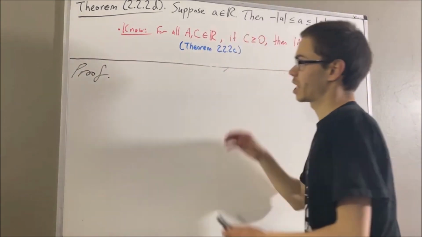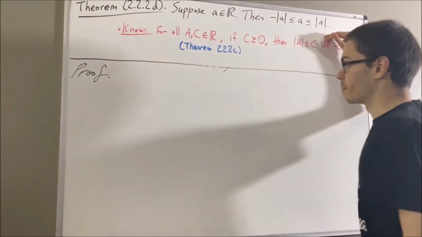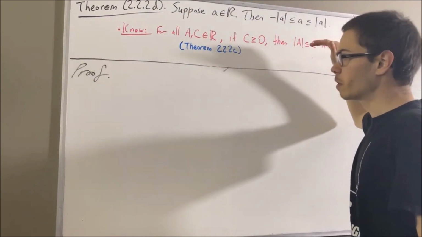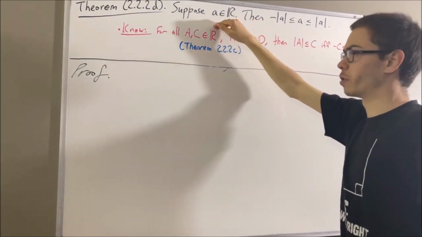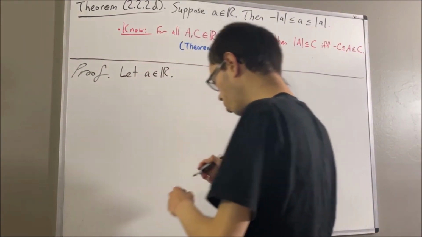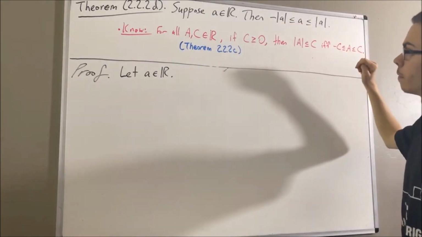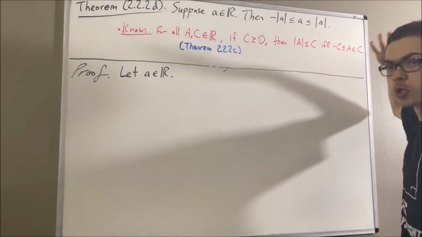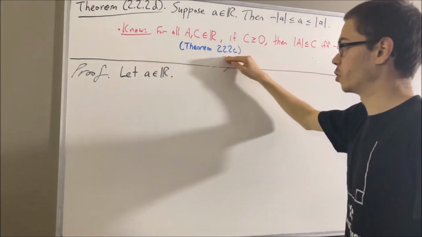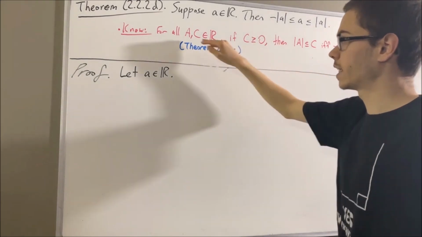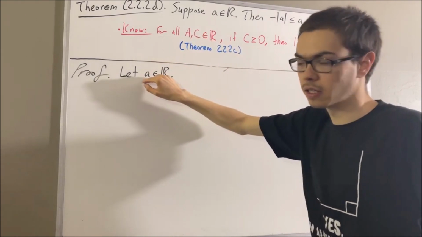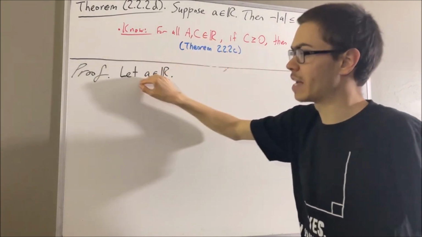Now, let's actually get into proving this theorem. And to start with the proof, let's give ourselves an arbitrary real number a. And our whole goal now is to prove this inequality. Now, we are going to directly apply Theorem 2.2.2c. We're going to take capital A to be a, and we'll take capital C to be the absolute value of a.